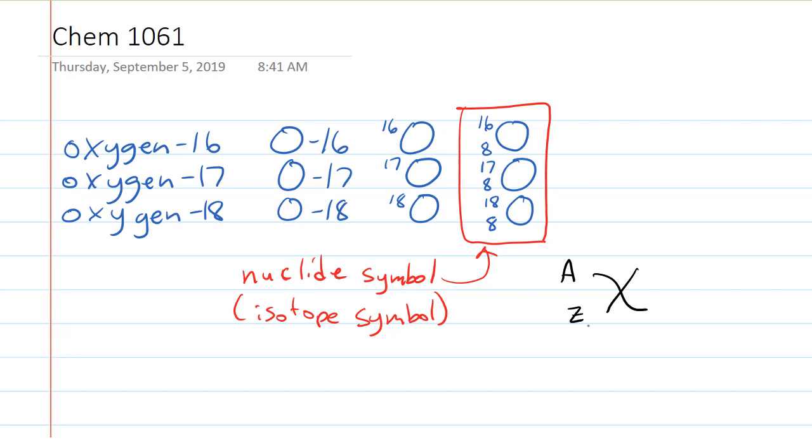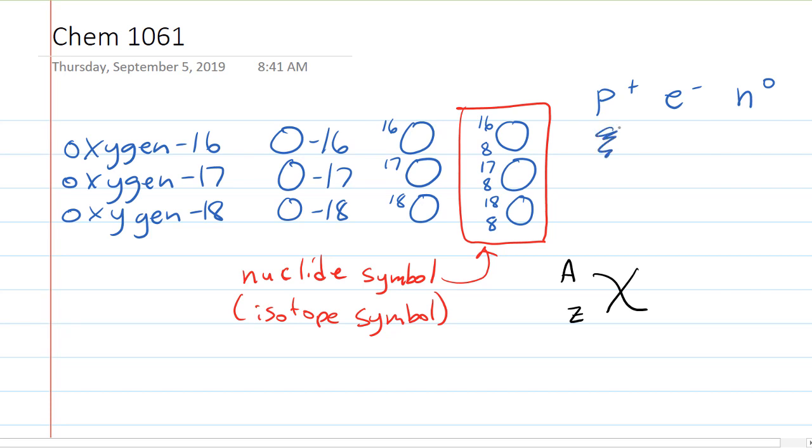By looking at the nuclide symbol, we can determine the number of protons, the number of electrons, and the number of neutrons in one atom. So again, if we know that Z is the atomic number and A is the mass number, how many protons would there be here in oxygen 16? How many electrons would there be?